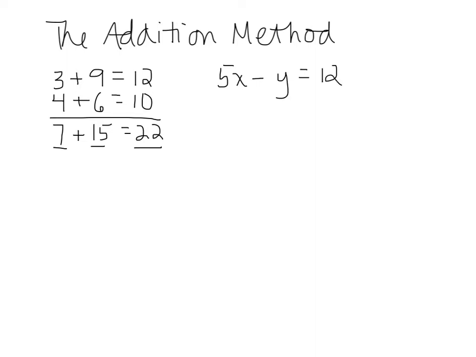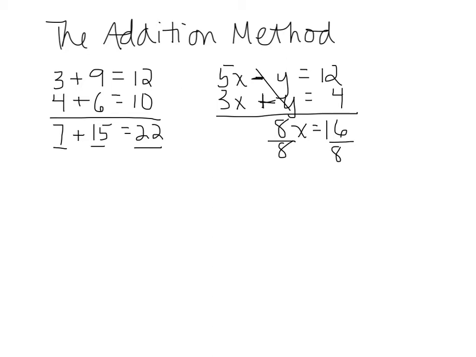So if I know that 5x minus y is 12, and 3x plus y is equal to 4, I might not know what y is, but I know that negative y and positive y cancel out. And that leaves me conveniently with just one variable, 8x equals 16, which makes x equal to 2. I'm not finished until I plug it in.